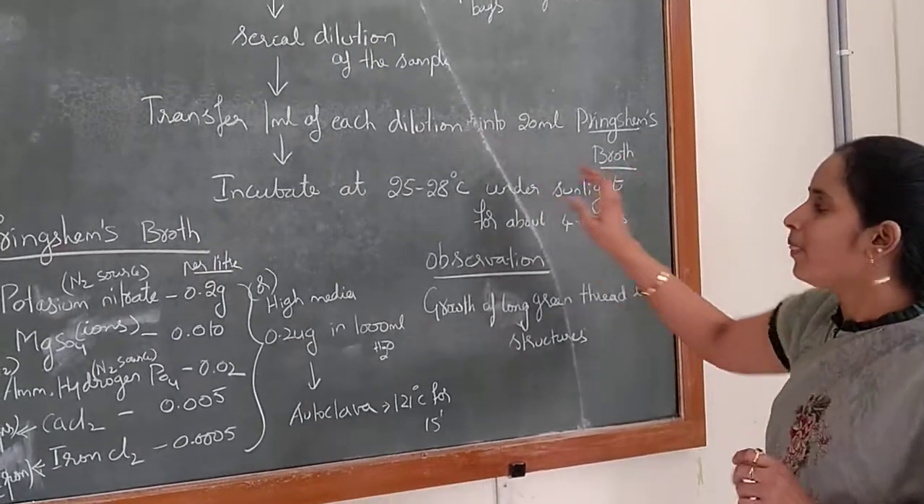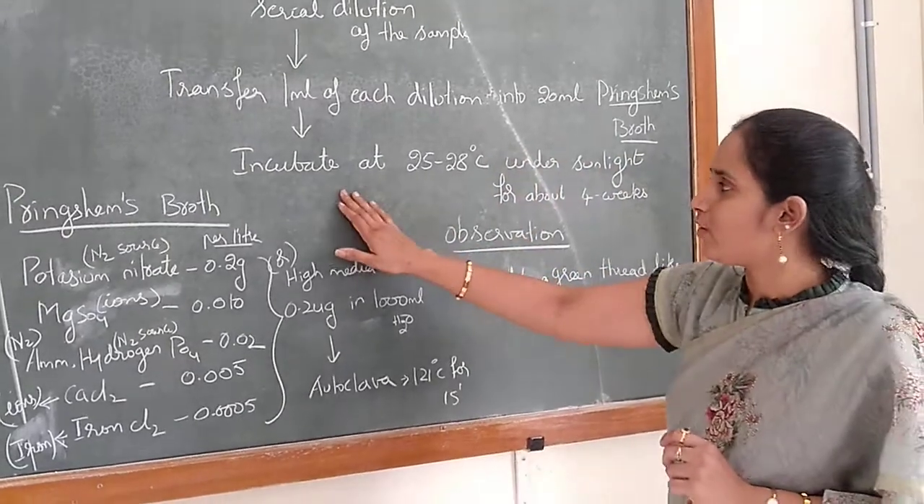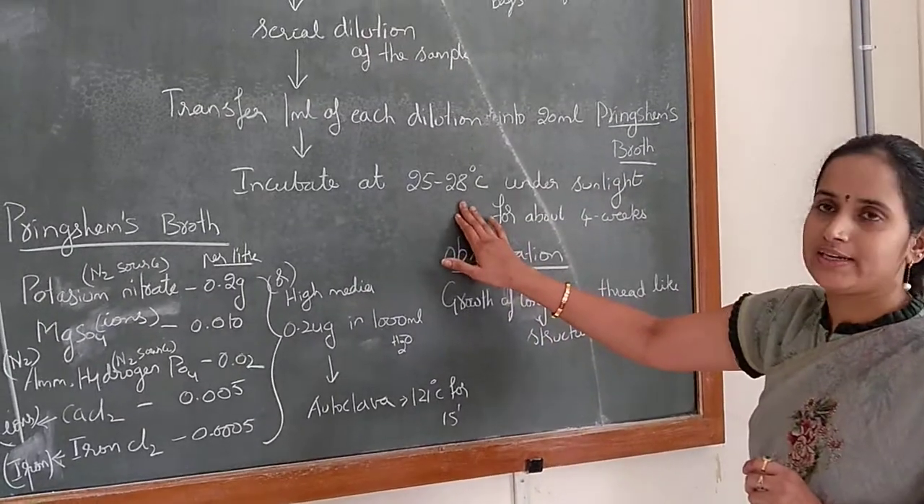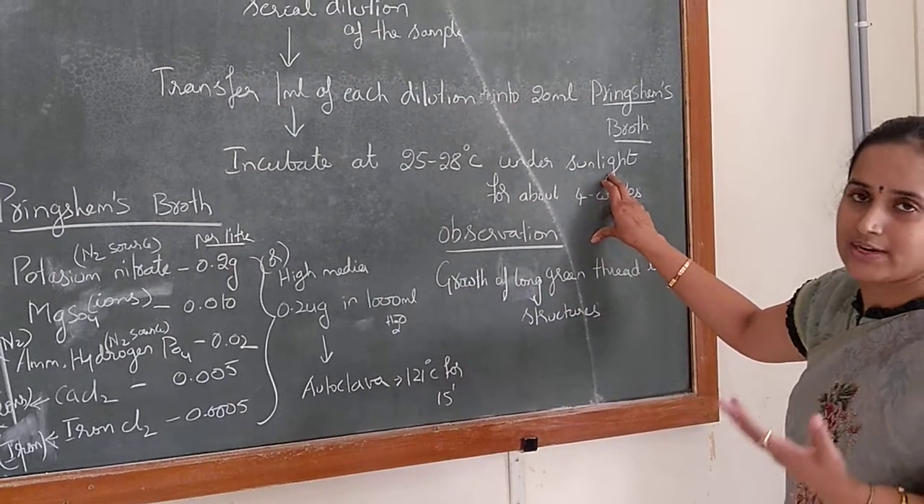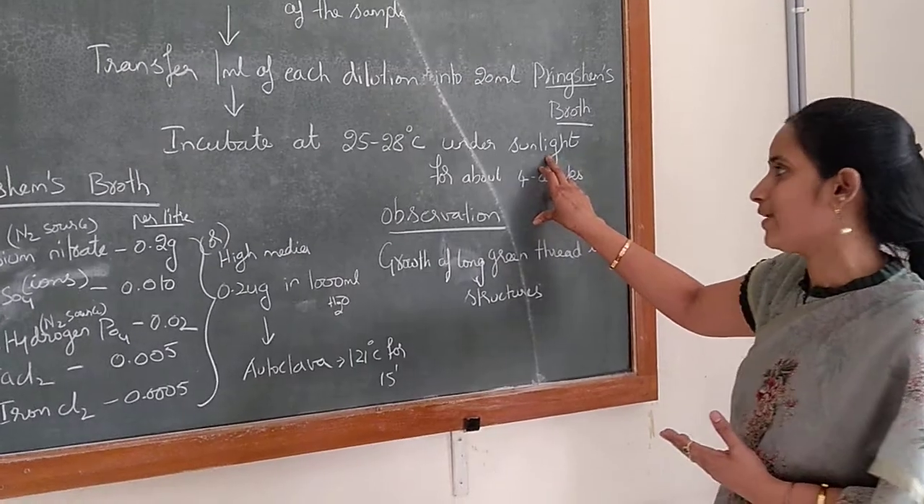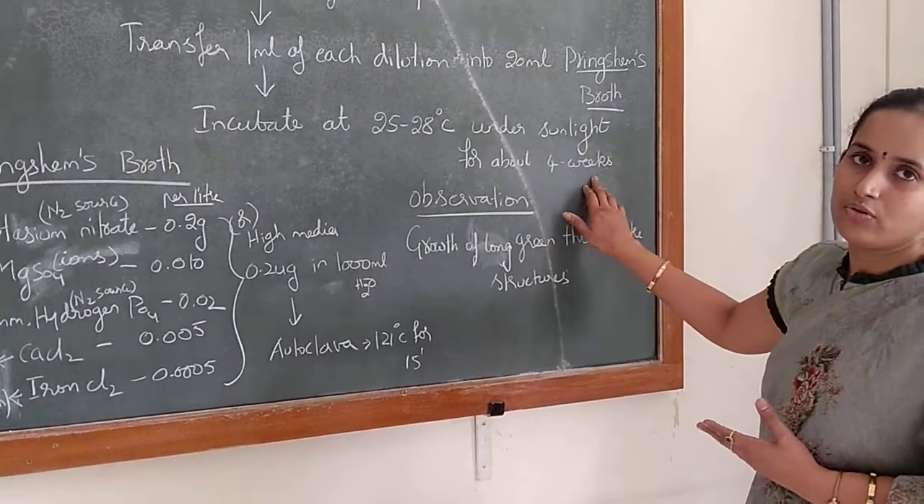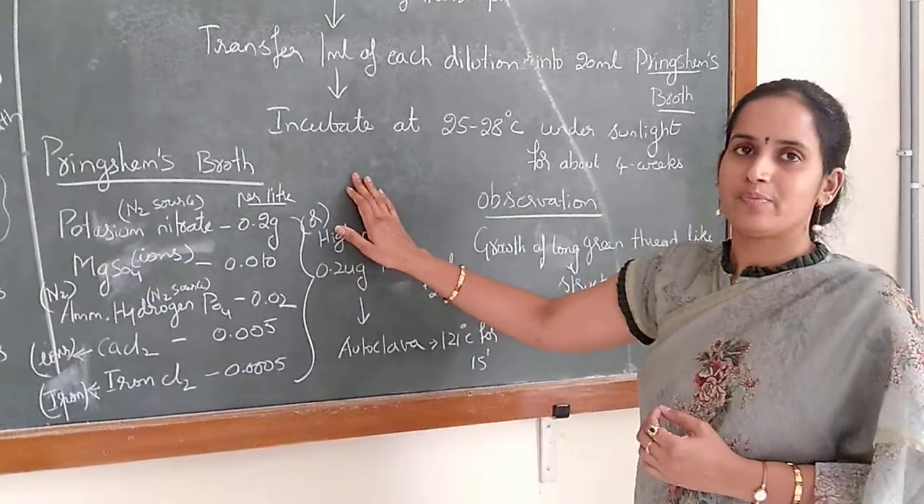Please remember, the inoculated flasks have to be incubated at 25 to 28 degrees centigrade in sunlight. This is important because cyanobacteria are photosynthetic bacteria, so obviously they need to be incubated under sunlight for about 4 to 5 weeks. Now coming to the importance of Pringsheim's broth.